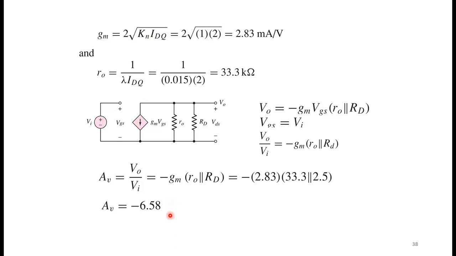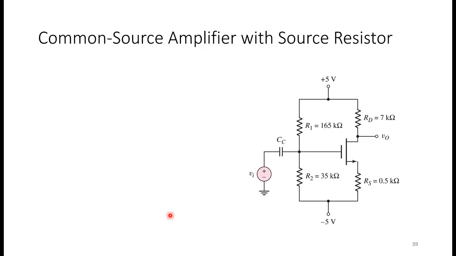Now what happens if we have a common source amplifier, but this time with a source resistor? If you look at this example, we have R1 and R2, which is a voltage divider. We have RD, which is 7 kilo ohms. But now we have a source resistor. In this example circuit, you have a positive 5 for VDD and a negative 5 for the negative supply voltage. So this is a dual supply of 5 volts and negative 5 volts.